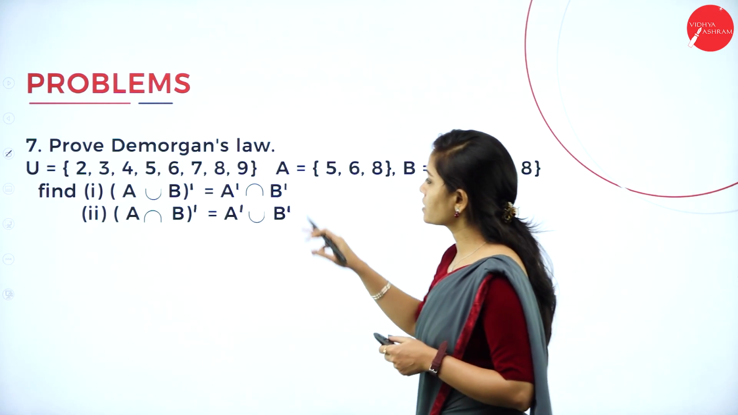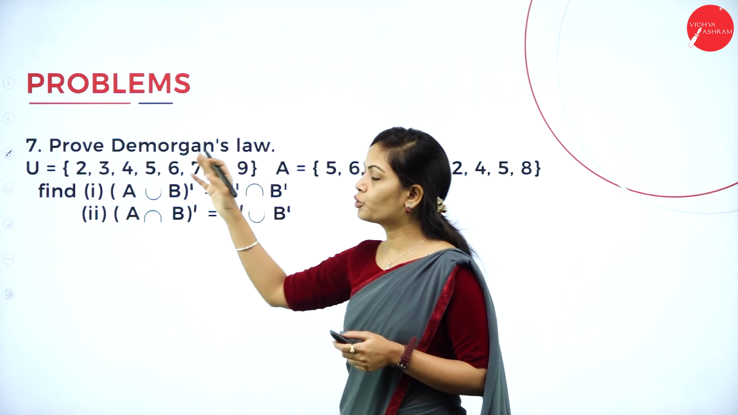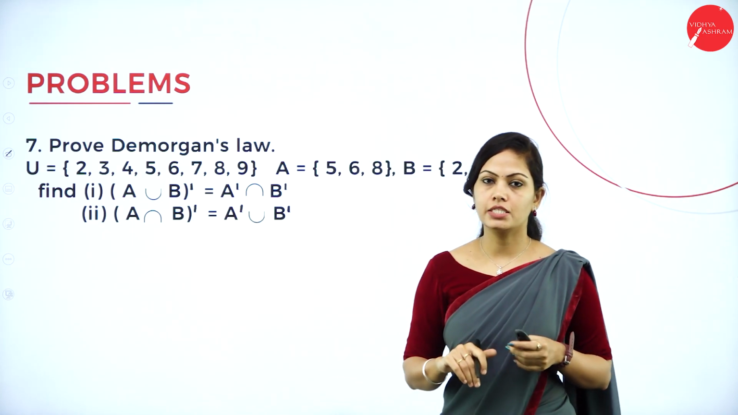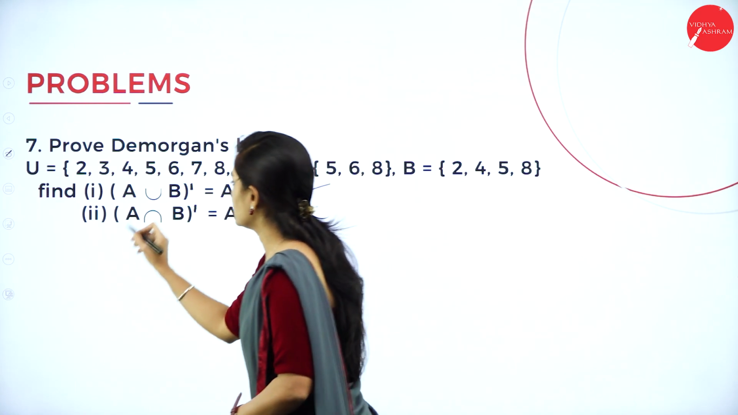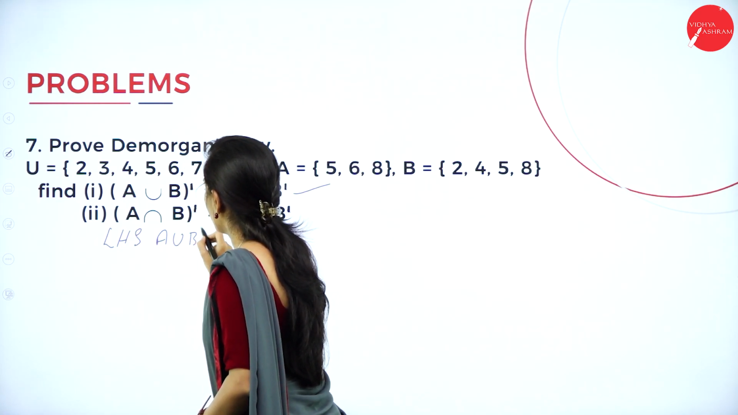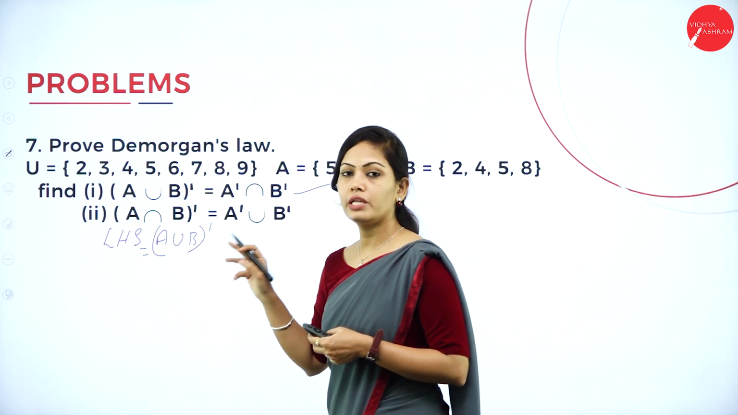The next problem is De Morgan's law. So using the set elements, how to prove De Morgan's law? Here we have to prove that LHS is equal to RHS. First I will consider the LHS. LHS is equal to (A union B) whole dash.